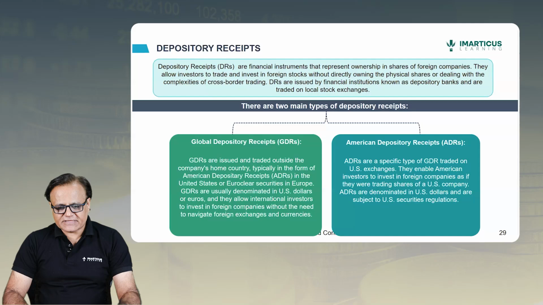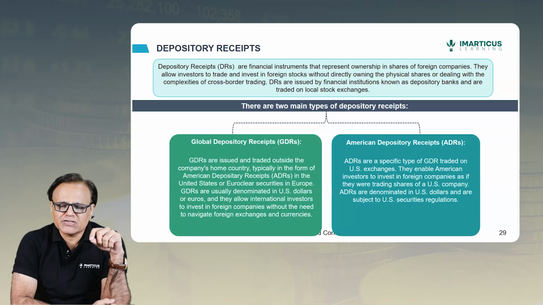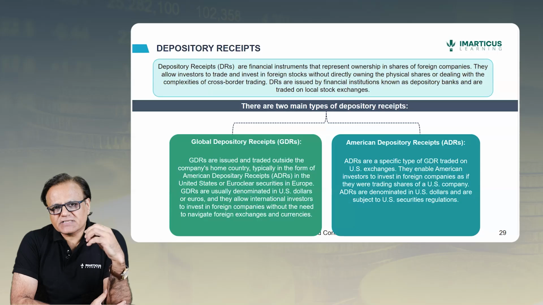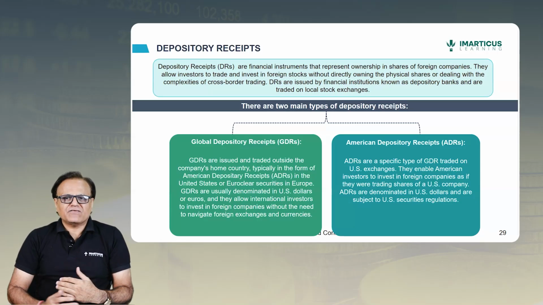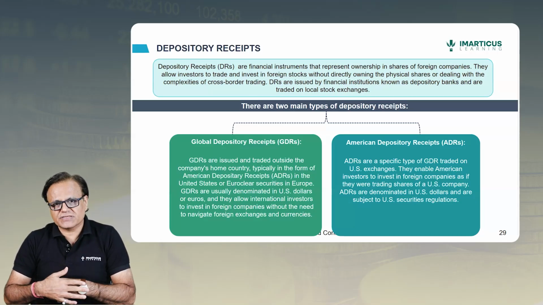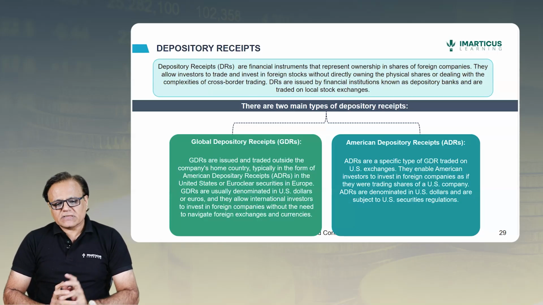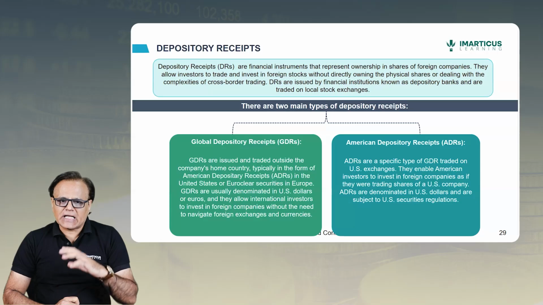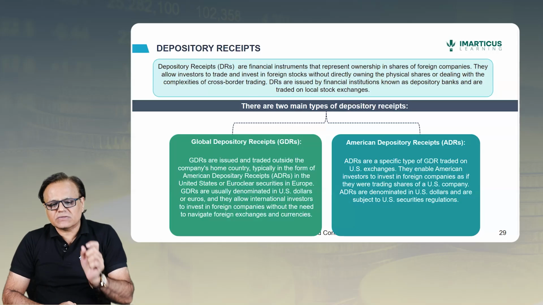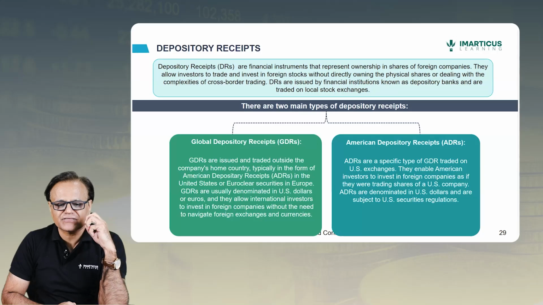So depository receipts are financial instruments that represent ownership in shares of foreign companies. Now usually if investors from a country want to invest in a foreign company, it's very difficult. There are regulations, there is jurisdiction around ownership, and so on. What depository receipts do is they allow investors to trade and invest in foreign stocks without directly owning the physical shares or dealing with the complexities of cross-border trading.